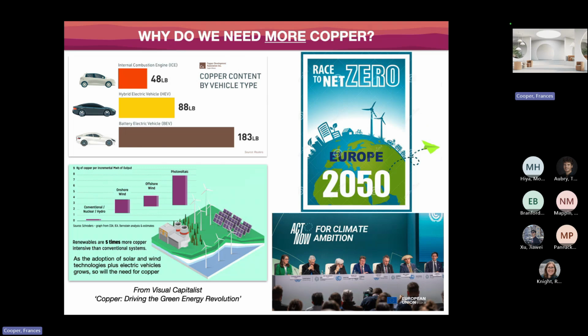So Boris Johnson's idea that we're all just going to replace like for like and have the same number of cars and drive around guilt-free is unrealistic if we really consider how much extra metal we're going to require. And when it comes to power, renewable energy is 5 times more copper intensive than conventional systems. So examples, conventional or nuclear or hydropower, onshore wind, offshore wind, photovoltaics, so solar panels, are all much, much more copper intensive. So we need to find more copper.